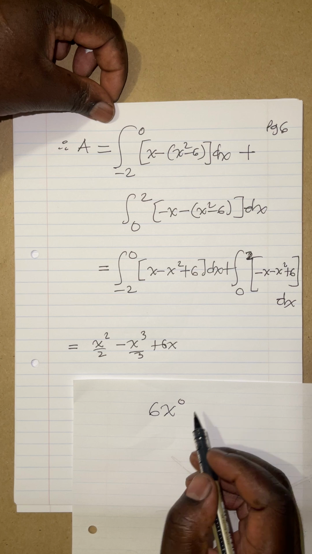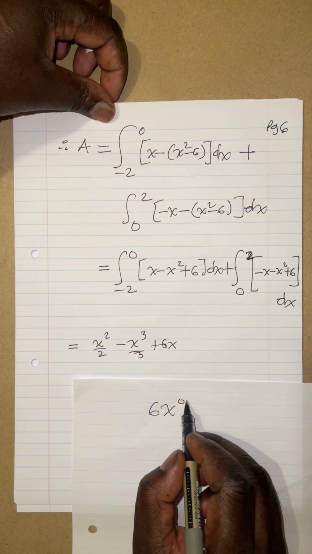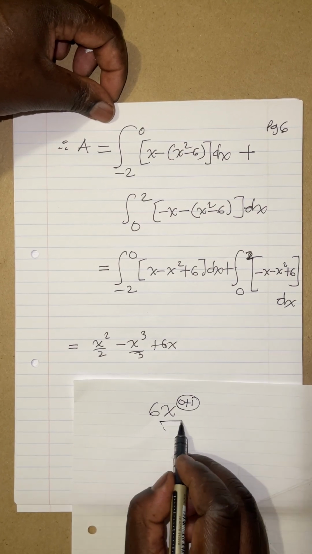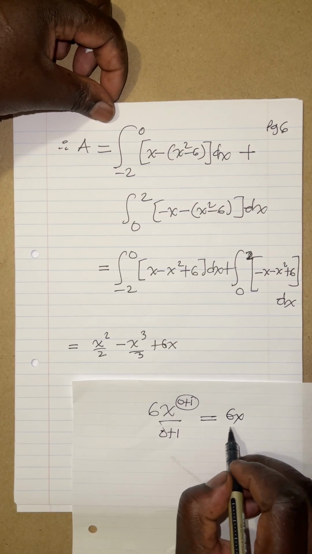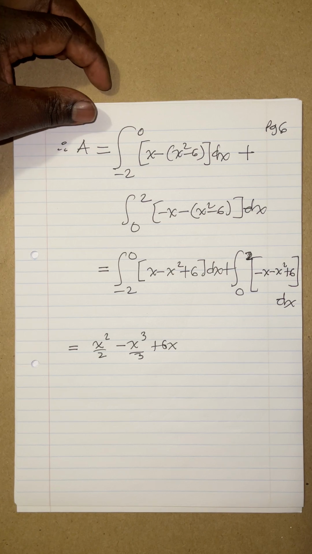But x power 0 is 1. 1 times 6 is 6. So we're saying you're adding 1 to the power. So add 1 to this number here, and then divide the same by the result. So this is why you have 6x over 1, which is just 6x. Right, hopefully you can see that. Right, let's carry on then.